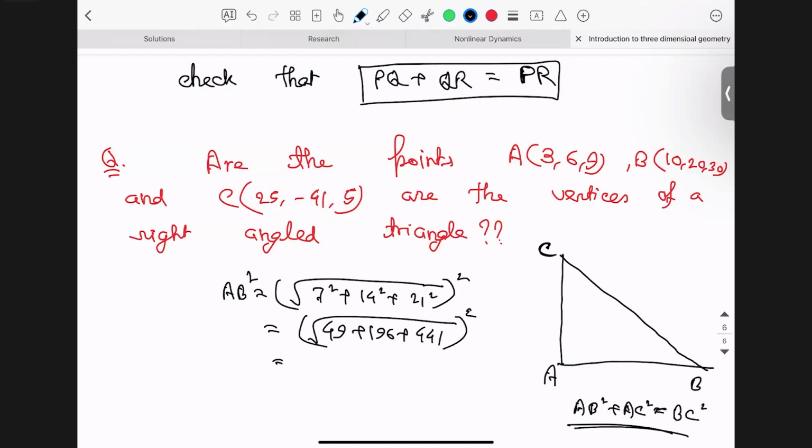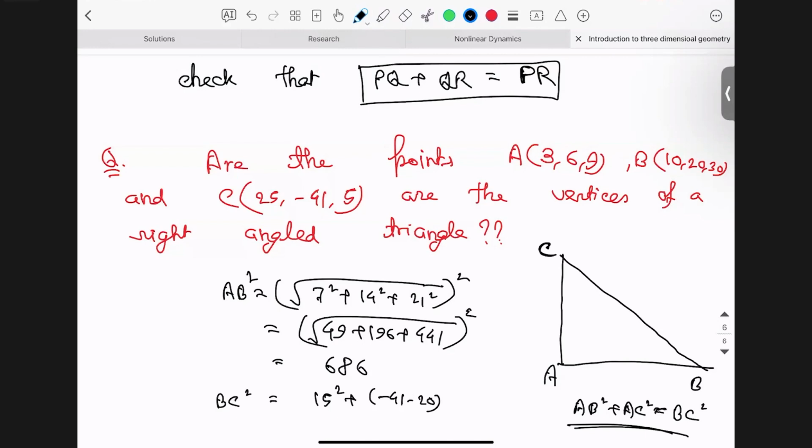AB square implies 686, because I have removed the square root. So I just need to add the three quantities and we get the result. Similarly, we can find BC square. BC square will give us 25 minus 10, this is 15 square. We need to write all the steps: 25 minus 10 is equal to 15 square plus minus 41 minus 20. So ultimately, it will give us like this one.